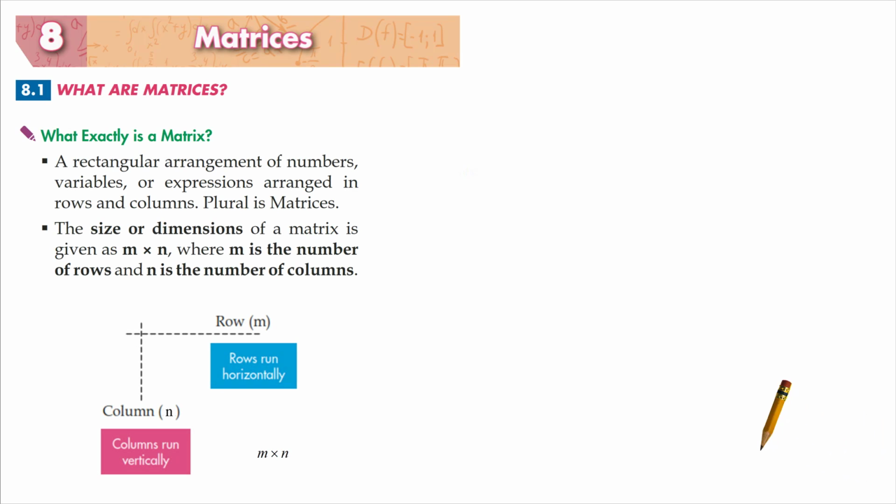Matrices. What are matrices and what exactly is a matrix? A matrix is a rectangular arrangement of numbers, variables, or expressions arranged in rows and columns. Let's look at a few examples.